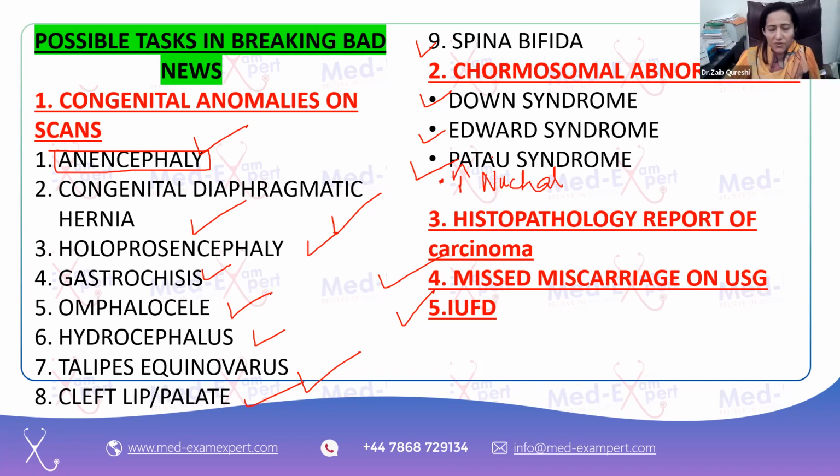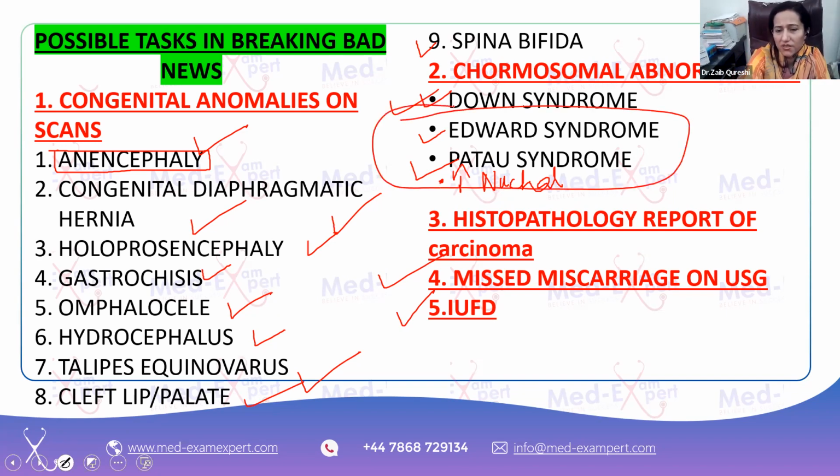Then comes the chromosomal abnormality: Down syndrome, Edwards syndrome, Patau syndrome. I'm sure that almost all of you know what exactly Down syndrome is. You have to have Down syndrome on your tips. Usually Edwards syndrome and Patau syndrome don't come as a station, but because they are also part of the breaking bad news spectrum, chromosomal abnormalities should be covered. Then comes the histopathological report of carcinoma.